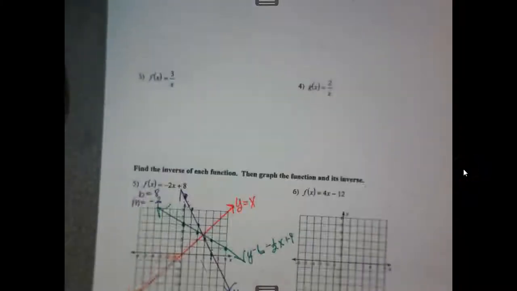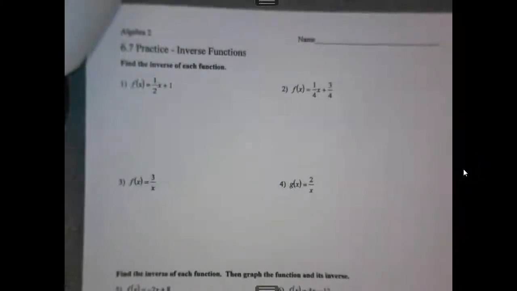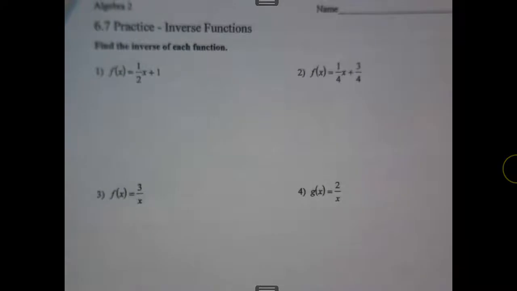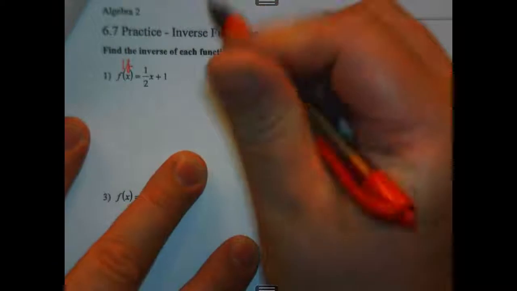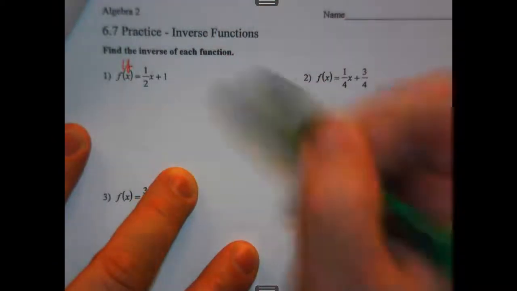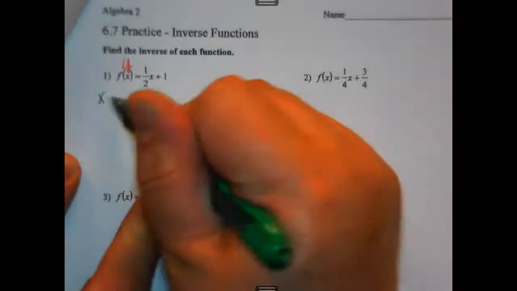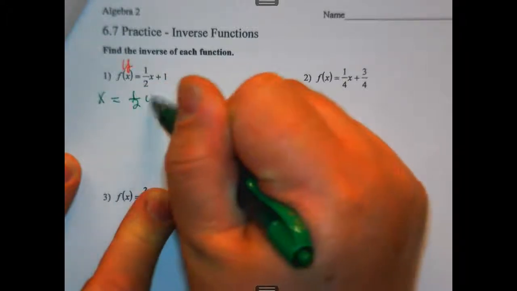So let's start with number one. How do I find the inverse? Switch the x and y. So I get, let's see, x equals 1/2 y plus 1. And I solve for y.